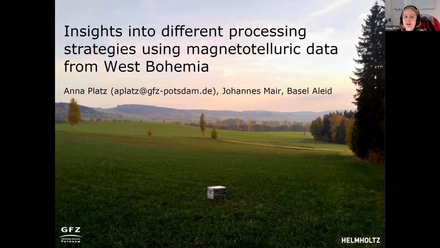Today I want to speak about insights into the different processing strategies or techniques which we used in West Bohemia to improve our magnetotelluric data in this noisy environment. None of the techniques I want to show today is really new. All of them are published and most are really well known standard tools, but I think it would be interesting to see which of these techniques helped us to improve the transfer function in this area.